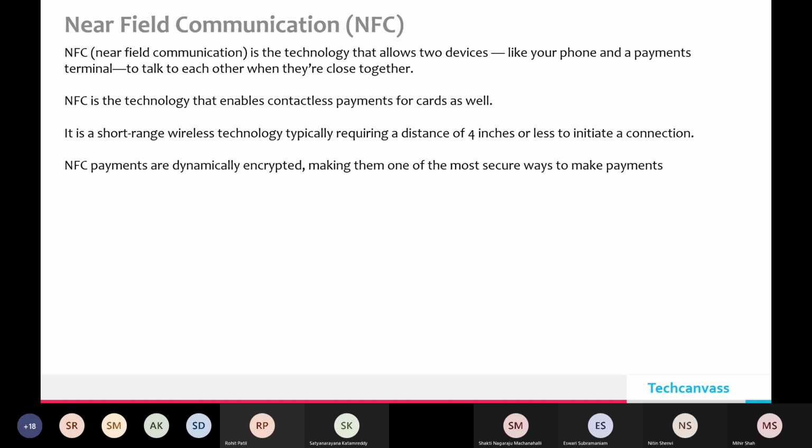One more advantage is that NFC payments are dynamically encrypted, so they generate a token. They keep the permanent account number of the card, the 16-digit card number, confidential, and through that token it sends the transaction request and gets the approval. So even if somebody has got into the network through hacking, which we call eavesdropping, what they get is the tokenized number, which is like an encrypted number, and they'll not be able to do any further transactions with that number.